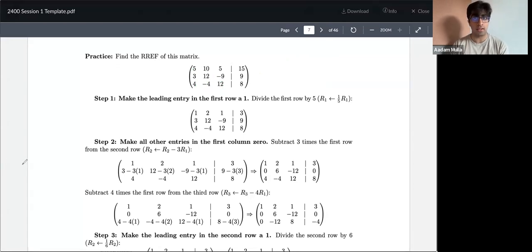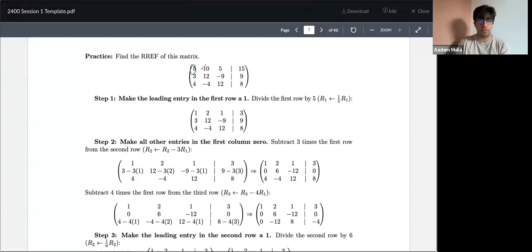Honestly, row reduction is something that's sometimes overlooked. I think it's really fundamental, and to succeed on the placement test, you're going to have to row reduce at one point or another. So make sure you're doing enough practice to consistently be able to row reduce. So here, the first step, we make the leading entry in the first row. We make this guy into a 1 by just dividing the whole row by 5.